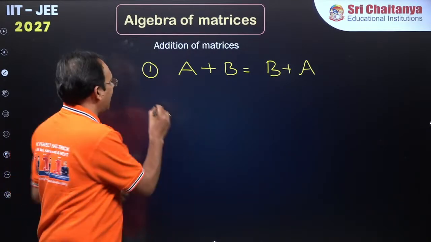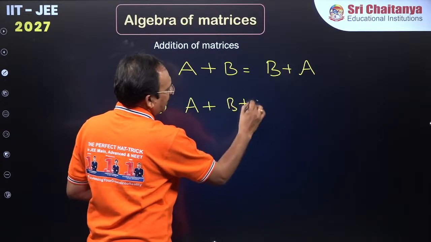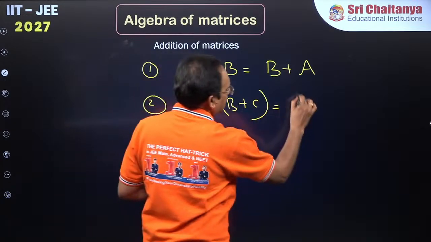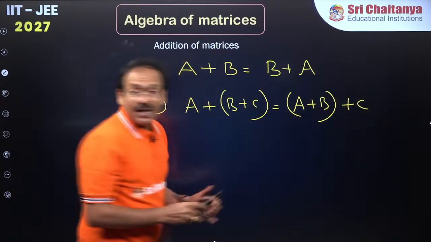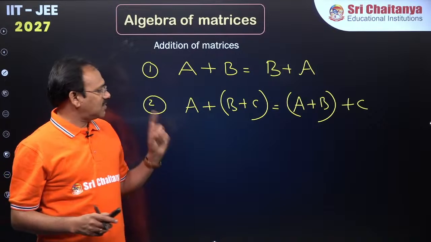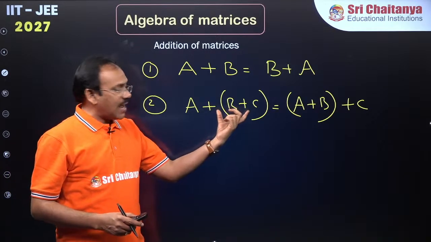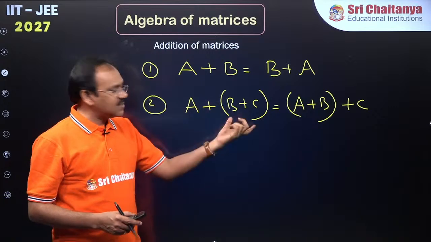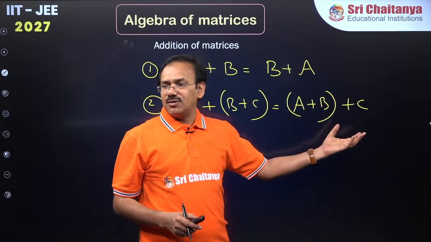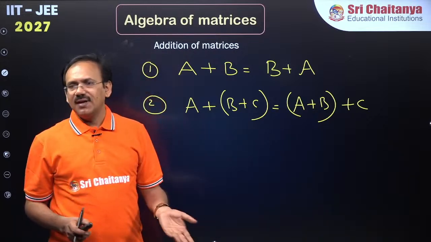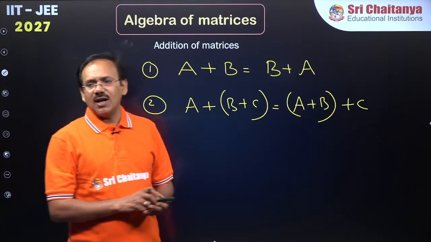Correct. The next is the associative law: (A plus B) plus C is the same as A plus (B plus C). Do remember. It means there are three matrices. First you add B plus C, then A is added to this. Or first you add A plus B, then C is added to this. Both will be the same. That means you can maintain brackets in any way. This is called the associative law.